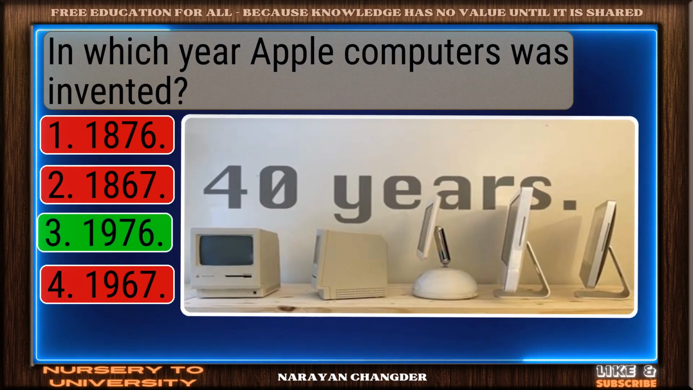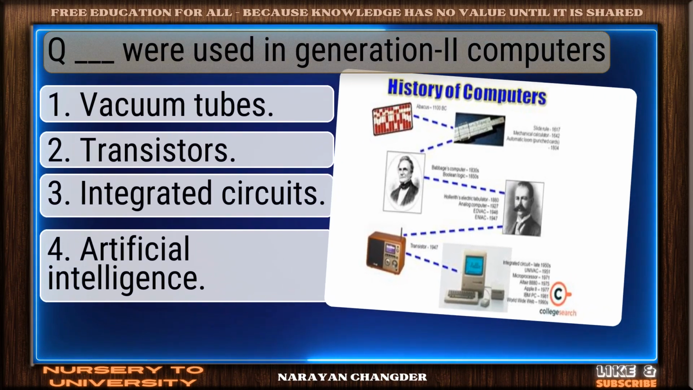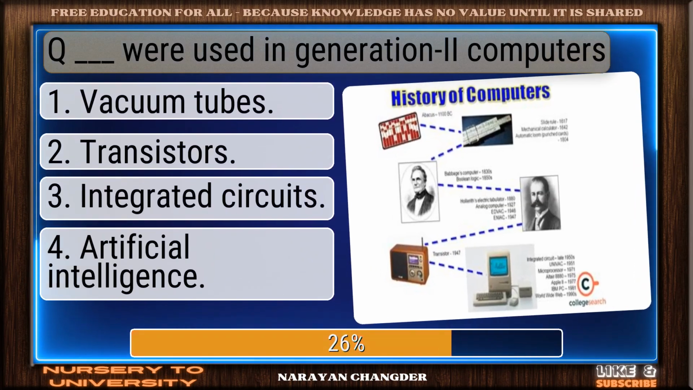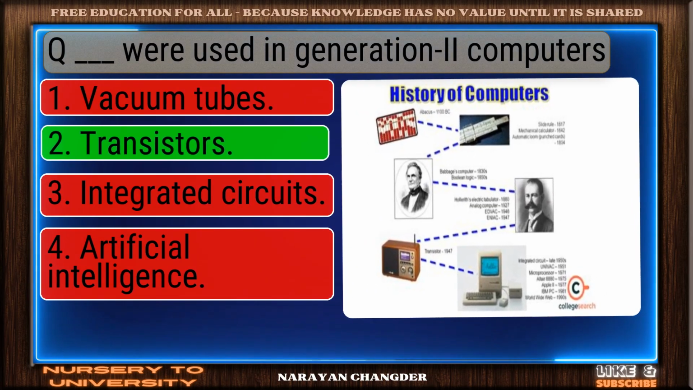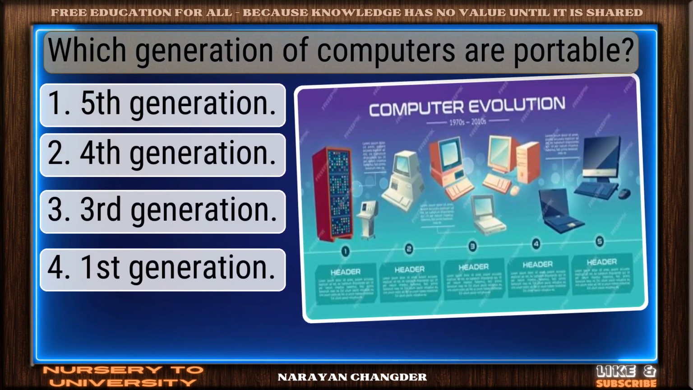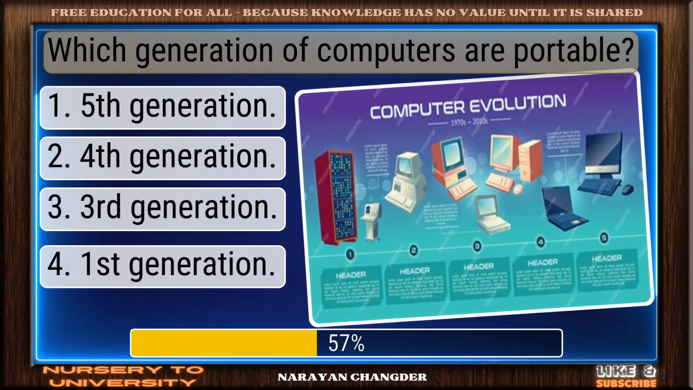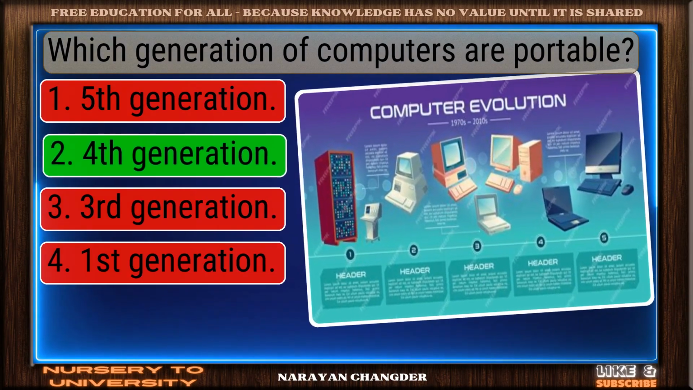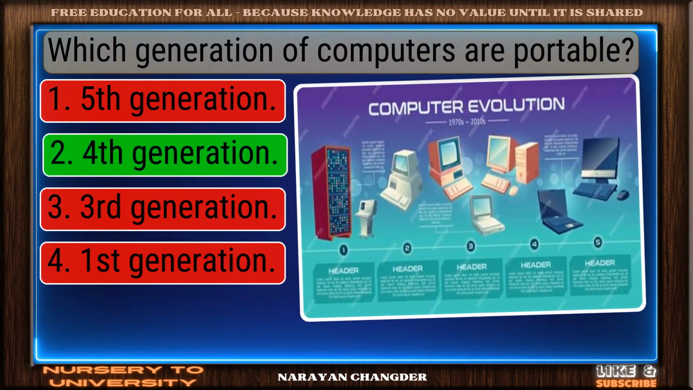1976 is an accurate answer. Question number 37. Q dash were used in Generation I computers. Sharp thinking. Transistors is the right choice. Question number 38. Which generation of computers are portable? Right again. Fourth generation is a valid answer.